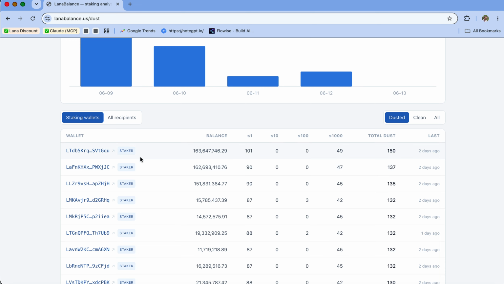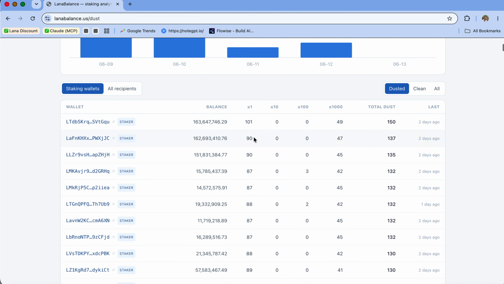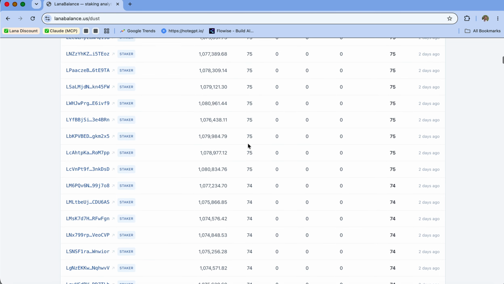Now, here you can see what staking wallet has been attacked. What has been the balance of that wallet? So how many transactions were done equal or less than 1 Lanoshi, less than 10 Lanoshis, less than 100 Lanoshis, less than 1000 Lanoshis. So these are the numbers. So yeah, it is true. The attacker mostly went with the 1 Lanoshi.